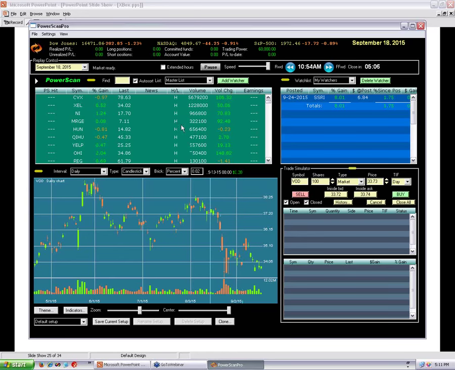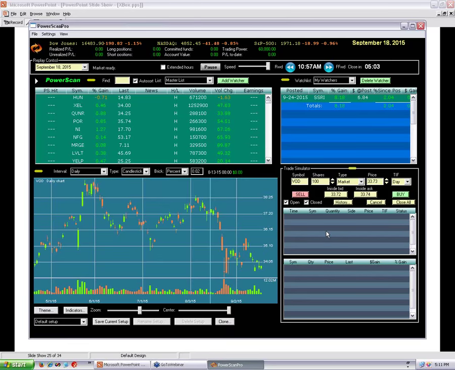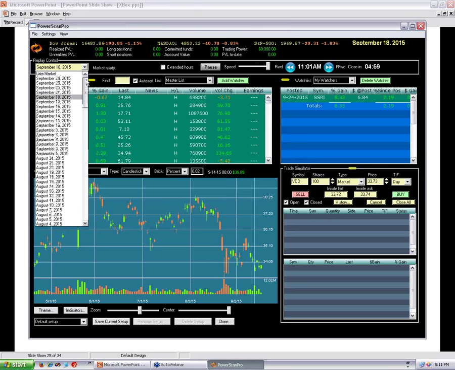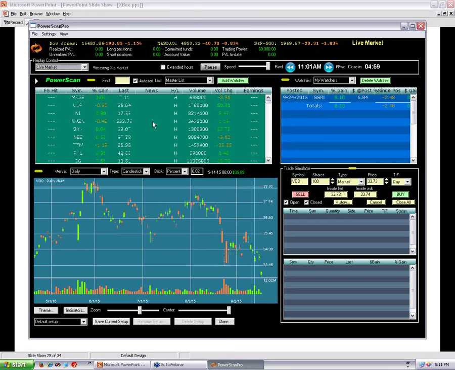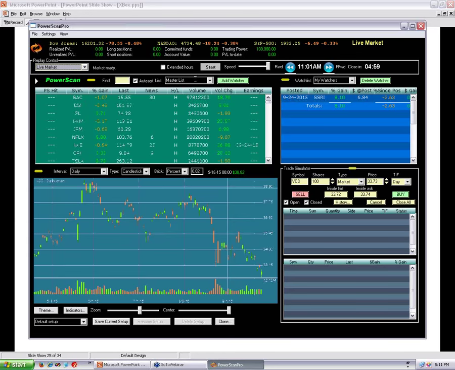Okay, what else is in here that's not in the other products? Well, let's go look at the columns again. There's a whole slew of columns, but I want to tell you something that's in here that's not in the product anywhere. In fact, I'm not aware of any products out there, period, that'll do this to the level that we can. That's right. Actually, I've got to take it back to live market to show you this. Live market means that's the current session. Check it out.